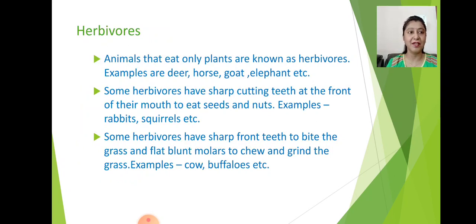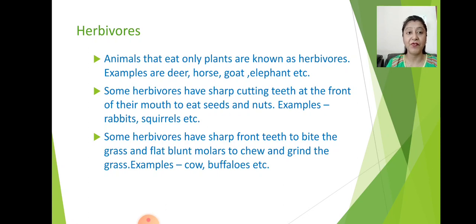The very first, herbivores. Animals that eat only plants are known as herbivores. Examples are deer, horse, goat, buffaloes, elephants, zebra, etc. Now let us have a look at the characteristics of herbivores.